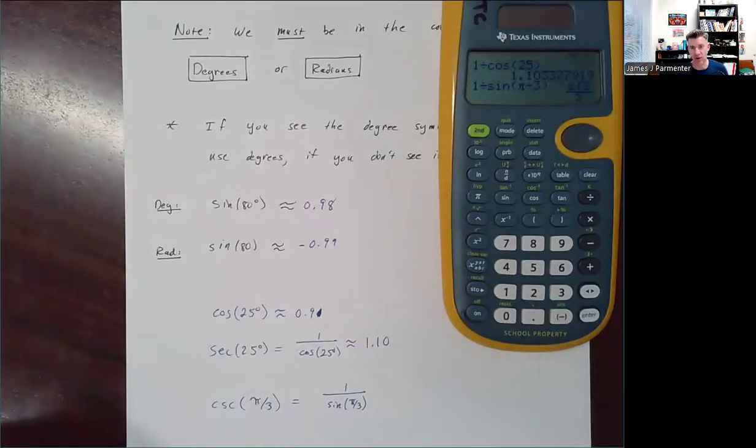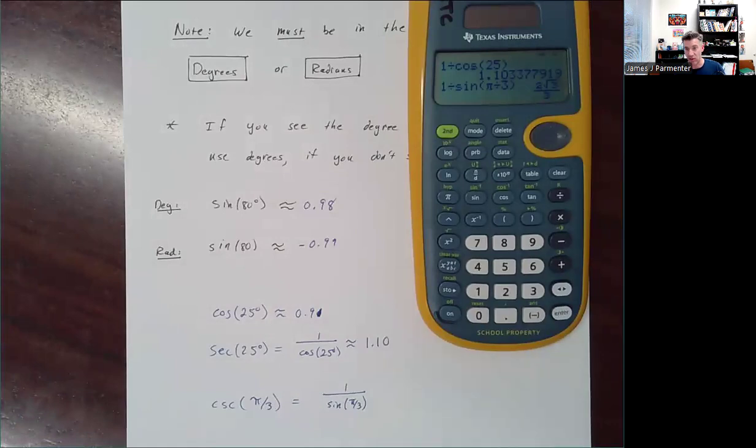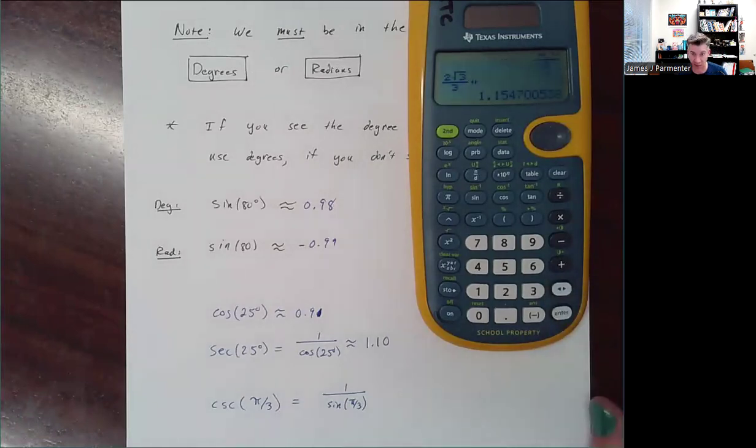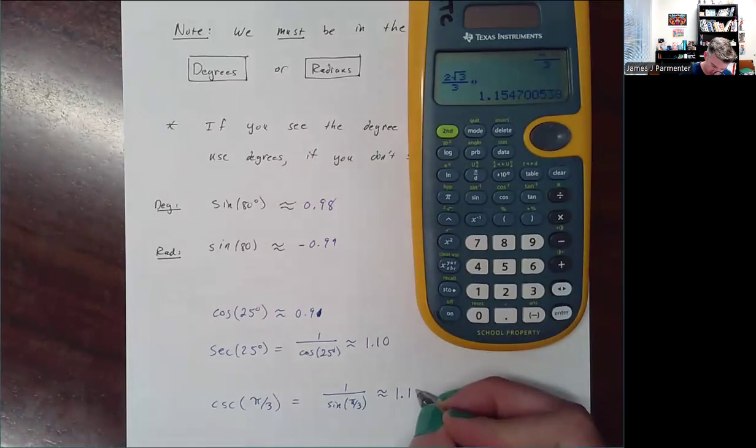And okay, so some calculators are smarter than others. My calculator knows that that's a special angle. It's a very well-known value for 1 divided by sine of pi over 3. But I want a decimal approximation here. So even if it gives me something nice like that, I'm going to hit this button to get the decimal approximation, which is approximately 1.15.